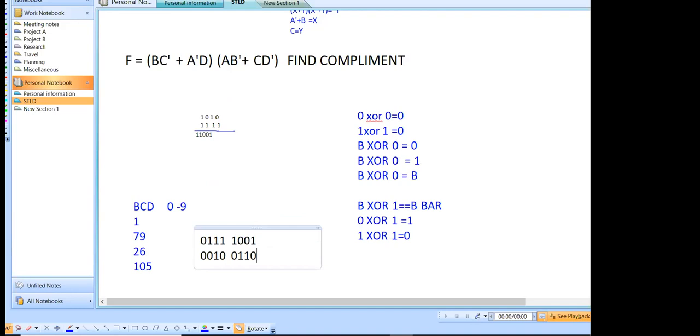These are the BCD conversions. 79 in BCD conversion: to represent 7, I have used one BCD notation. To represent 9, I have used one BCD representation. Similarly, to represent 2 and 6, I have used BCD 0010 and 0110.